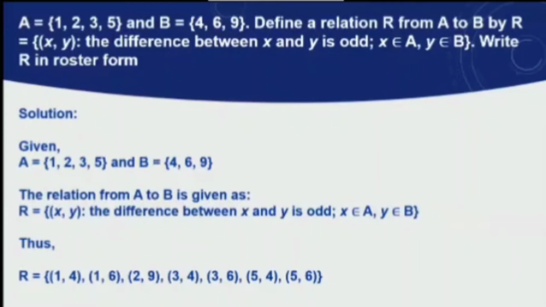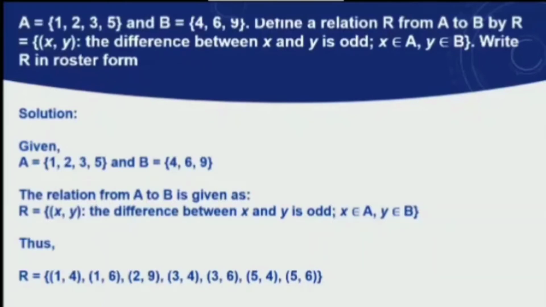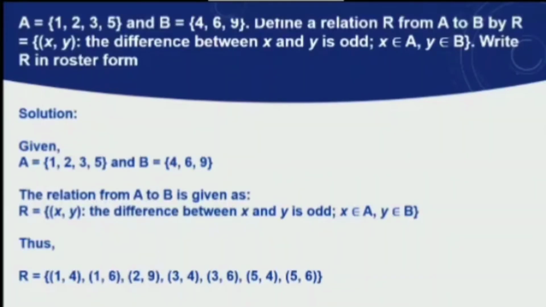So I got this. Now this is the diagram. If I take 5, then 3. See here: 1, 2, 3, 5, 4, 6, 9. What they asked you is to write R in roster form. Sorry, this is another question. So this answer is over.